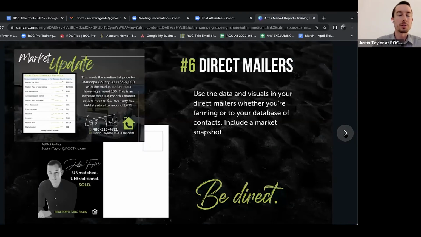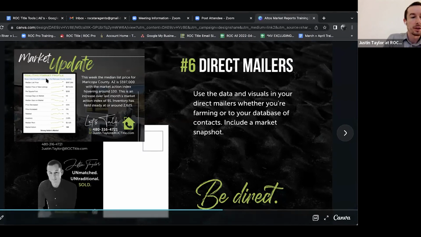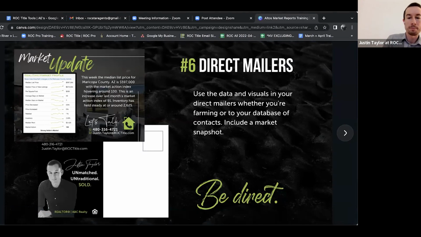Number 6, direct mailers. She mentioned this as well. So you can put these on postcards or flyers that you're mailing out. Again, this is all verbiage and screenshots that I've taken from these reports. For example, this week, the median list price for Maricopa County is $5.97. You can put that verbiage in there, all branded to you. Very useful info. They give you a call, they want to talk about it.